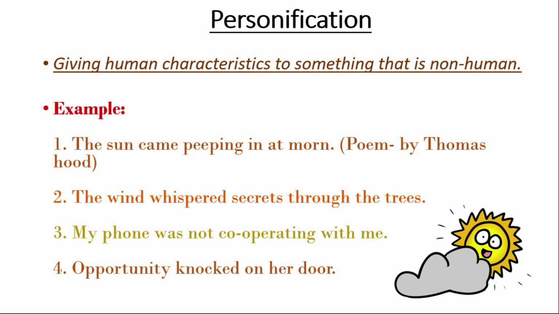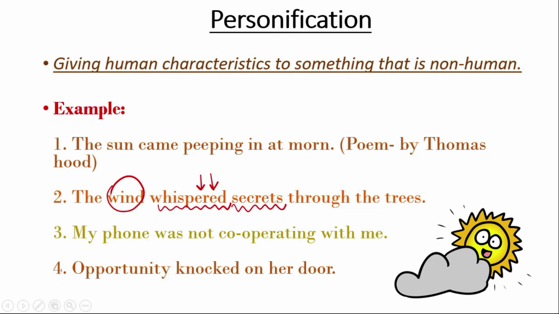So here there is personification used in this sentence. Here the sun is personified. Let's look at the other sentence. The wind whispered secrets through the tree. So wind can't whisper. They are non-living. But here it is given a human trait of whispering. So here the wind is personified as whispering secrets.